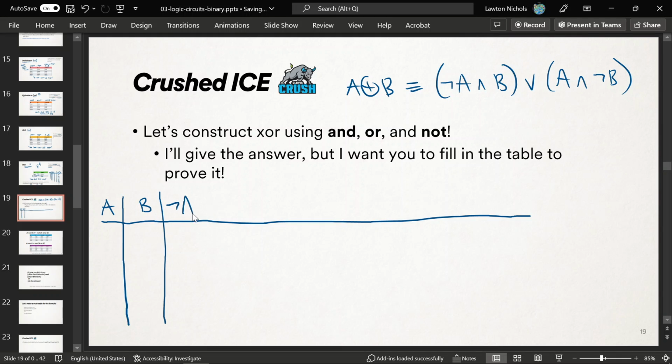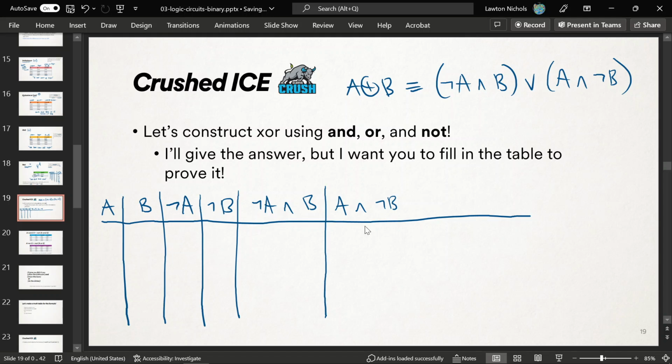Okay, so we need not A, we need not B, and now that we have not A, we can AND together not A and B. Now that we have not B, we can AND together A and not B. So these are all different columns that I want you to fill in. And then we can finally take these two and OR them together and look at the output. So we can have not A and B ORed with A and not B.